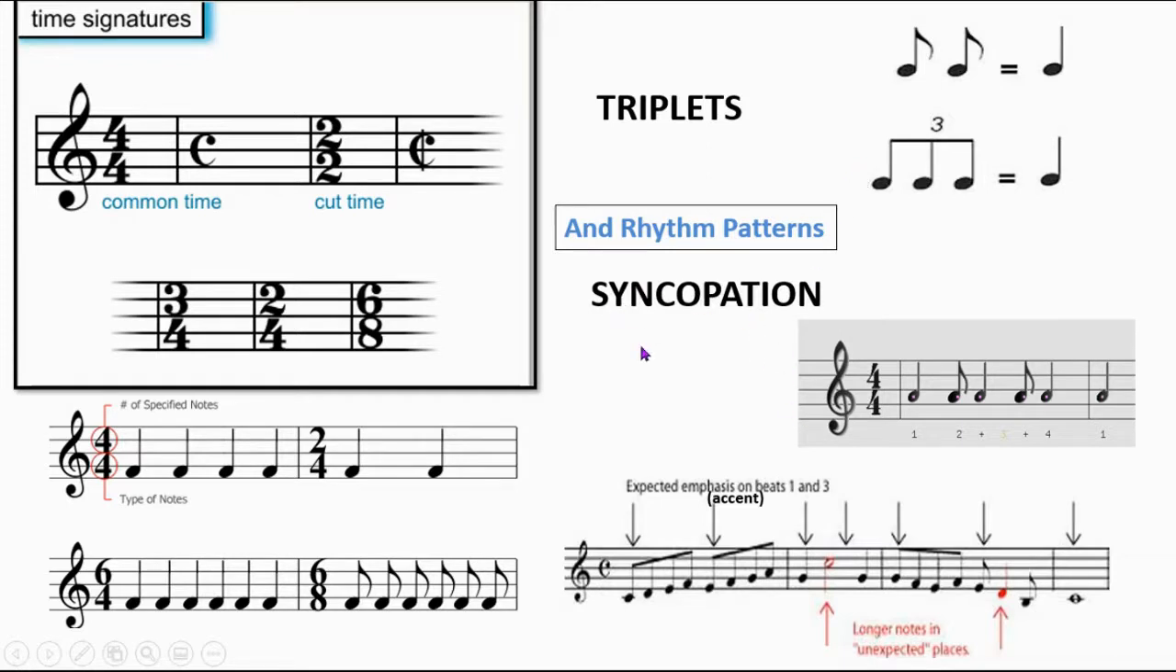The syncopation is an unusual articulation. The articulation is how you put the accent into the music. I'm going to play you this musical example. 1 and 2 and 3 and 4 and.